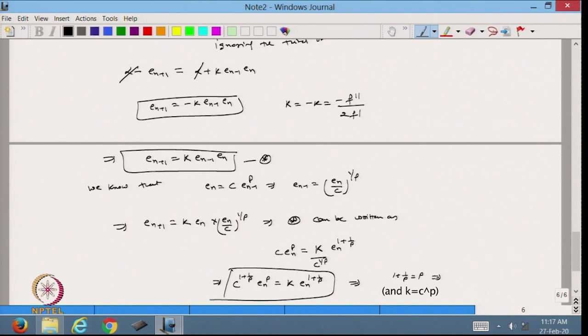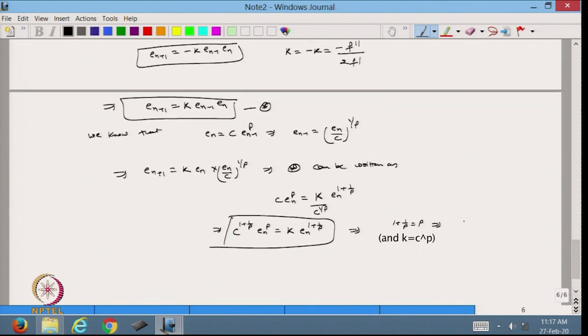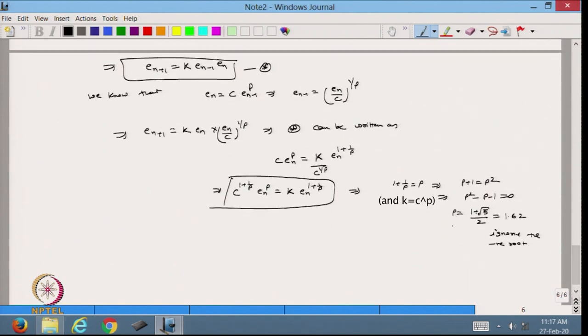So based on this one I will get a quadratic in P. So from here I can write P plus 1 is equal to P square. So P square minus P minus 1 equal to 0. Based on the root of this equation, I will get the positive root that we can choose from here. That will be (1 plus root 5) by 2, and its value is coming 1.62, ignoring the negative root. Because a negative root means that, as the iteration will grow, the error will grow. So in that case it will never converge. So for the convergence I choose only the positive value of P.